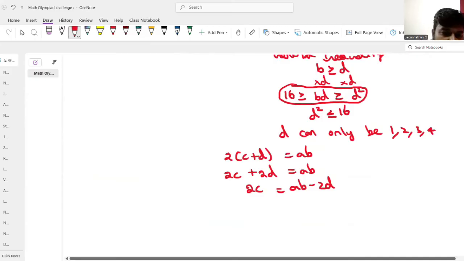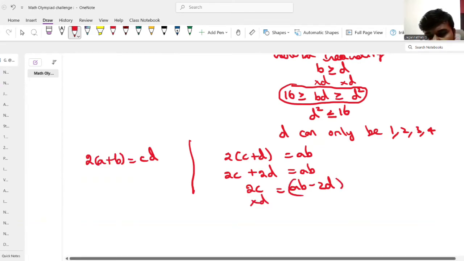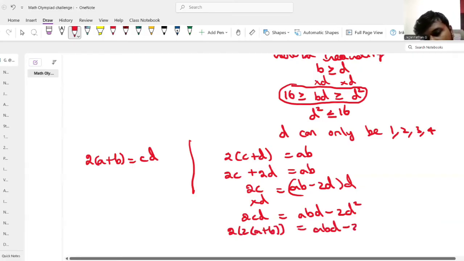Here I have 2C equal to, so I'll write that equation for you here. We had that equation as 2 times A plus B equal to CD. Here I have C alone. So what if I multiply by D on both sides of the equation? I'll have 2CD equal to ABD minus 2D square. Okay, we're not done yet. I can substitute the value of CD. CD value is 2 times A plus B. So this creates 4 times A plus B is equal to ABD minus 2D square.